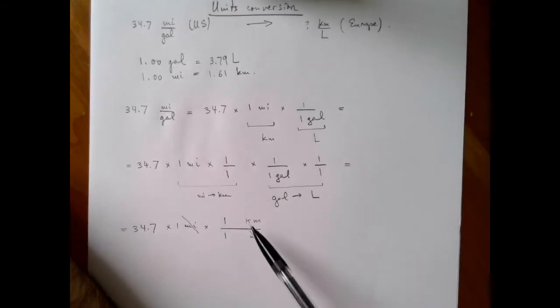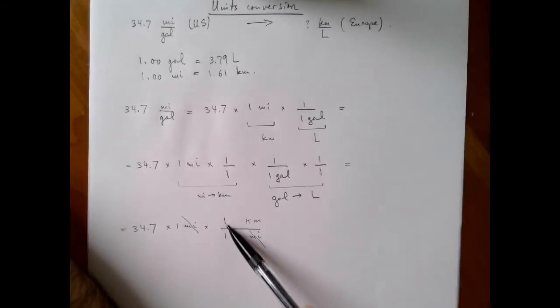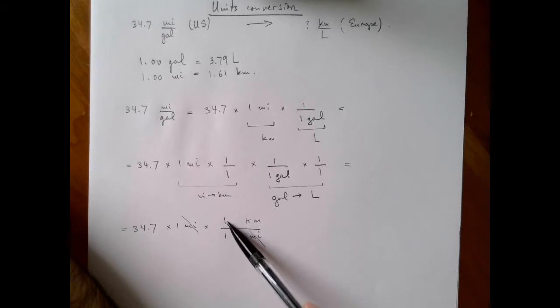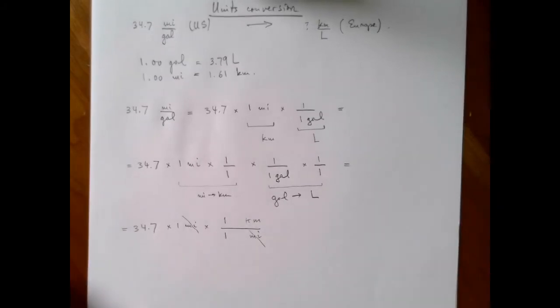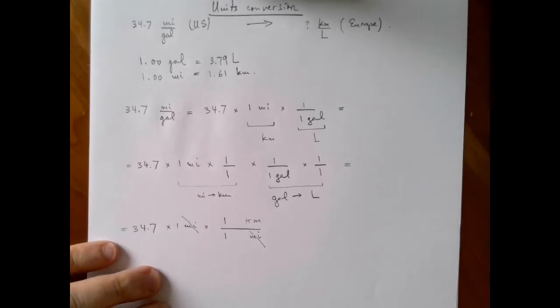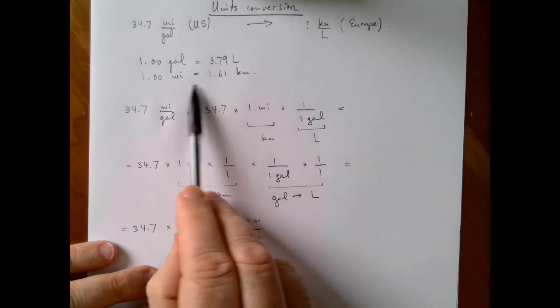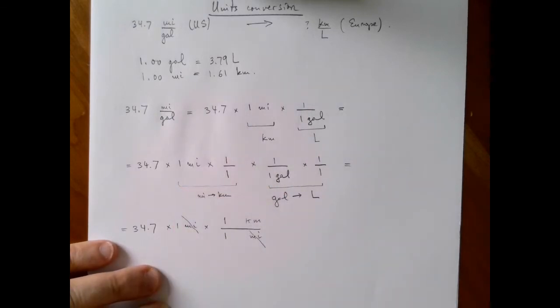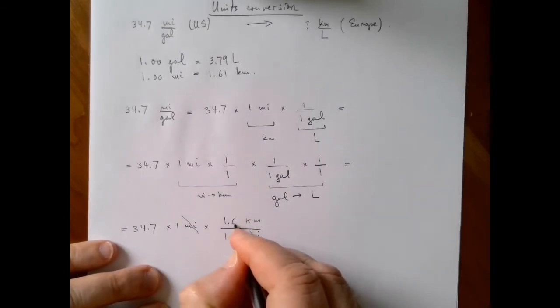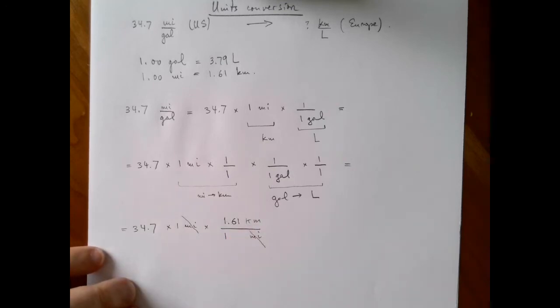However, when I do that, I have to adjust these values. I cannot simply leave them as 1 over 1, because that is not true. So if I keep the 1 mile here, and I'm looking at my conversion factor, 1 mile corresponds to 1.61 kilometers. So I simply write here 1.61 kilometers.